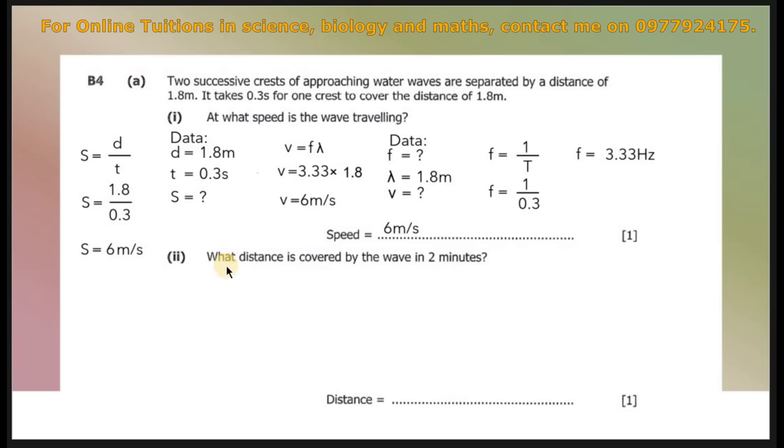Then they're saying, what distance is covered by the wave in 2 minutes? So they want distance. Now, if they're dealing with 2 minutes, what will be the distance in 2 minutes? Okay, so here I must have made an error. 2 minutes, I used 2 seconds. So my answer was wrong. But however, the distance is like this. Speed is equal to distance over time. So you make distance the subject of the formula. Distance is equal to speed times time.